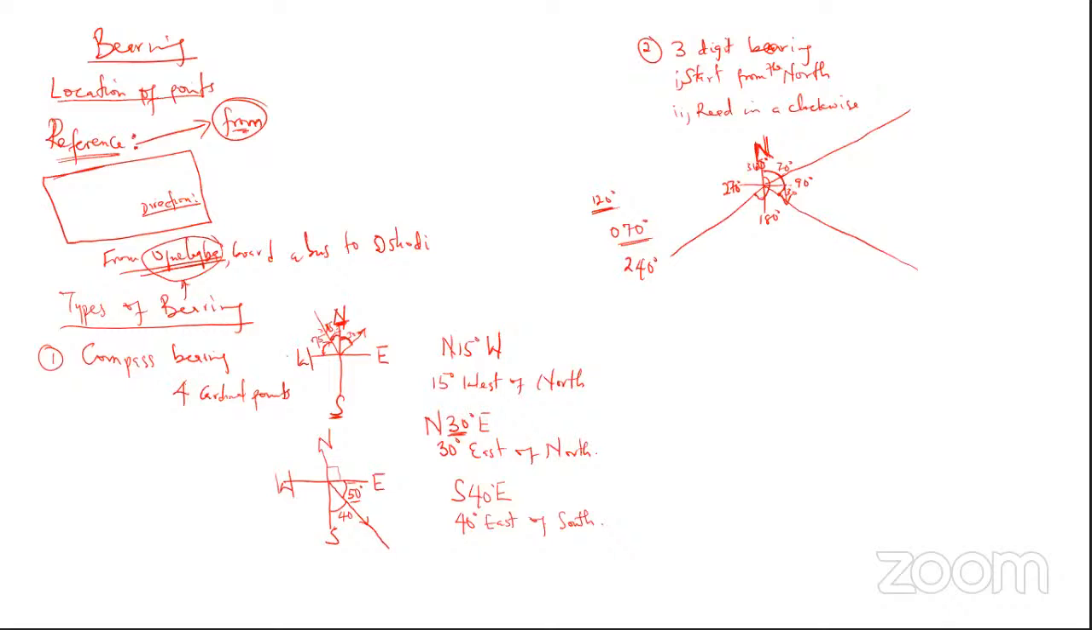Now let's go to interpreting statement. Illustrations. Number 1: The bearing of A from B is 145 degrees. Find the bearing of B from A.